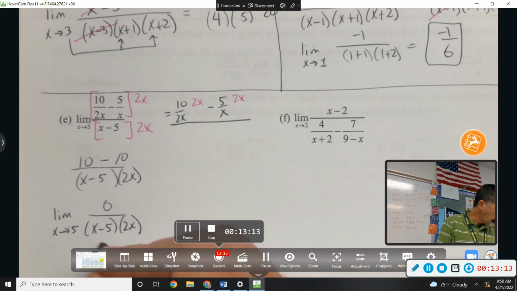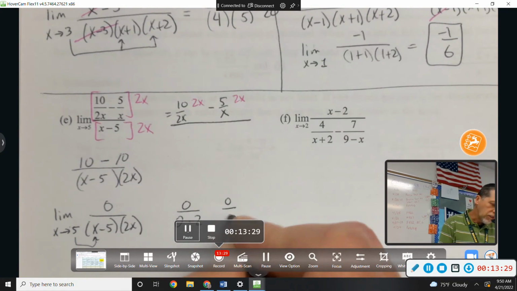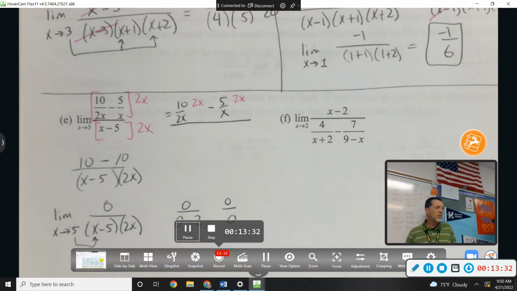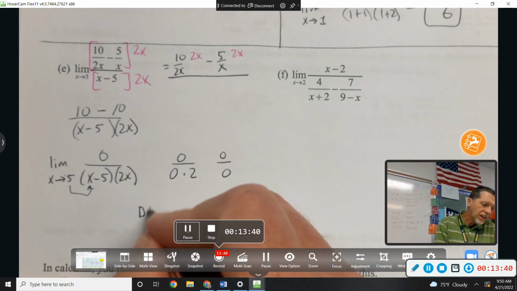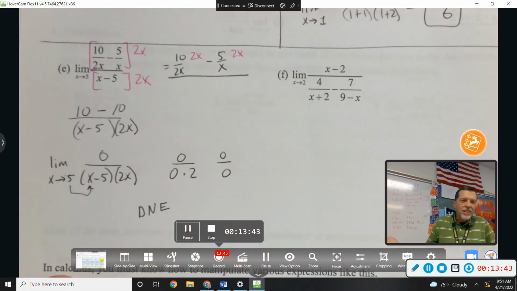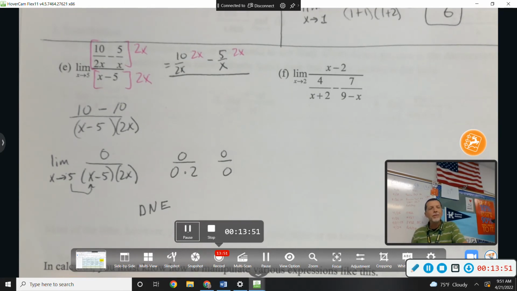And if I plug in 5, let's see. I get 0 over 0 times 2, which is 0 over 0. And so I'm still kind of stuck on this one. Don't like that answer. So we're going to go D and E because we used our trick, but the trick didn't help. We still got the 0 over 0. Gosh, it's not really D and E, but I don't like the explanation.